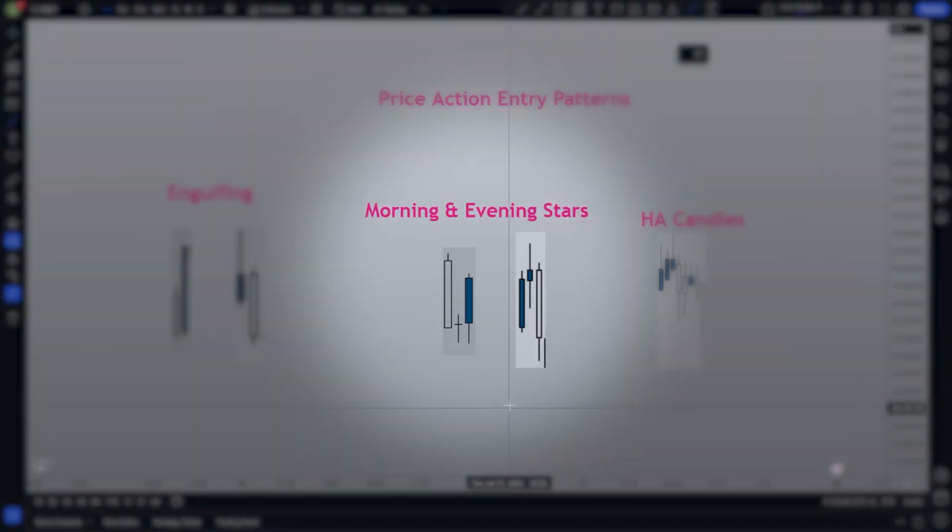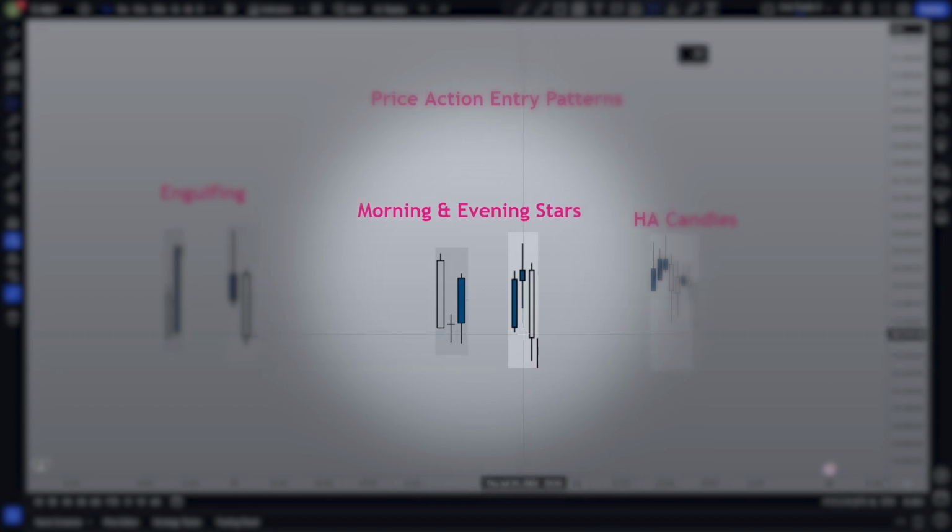The last pattern I want to go over is morning and evening stars. The morning star is a bullish pattern that appears during pullbacks to signify the end of the pullback. The evening star is just the bearish version. The star patterns are made up of 3 candlesticks, where the first candle moves emphatically away from the trend, the second candle shows little movement or indecision, and the third candle engulfs the second candle.